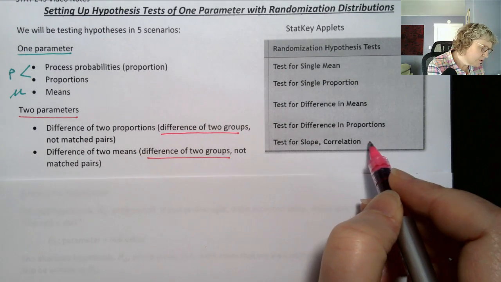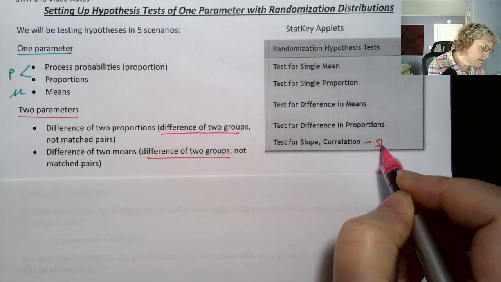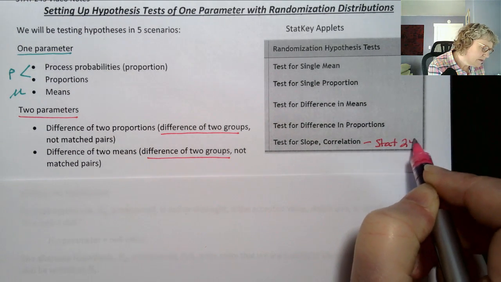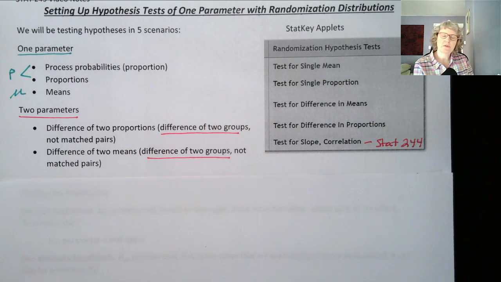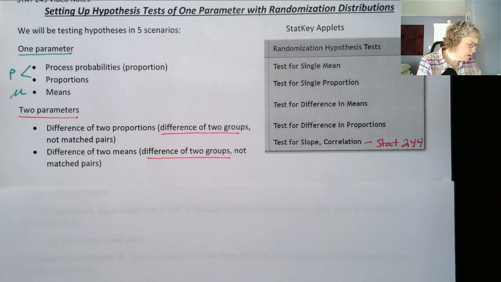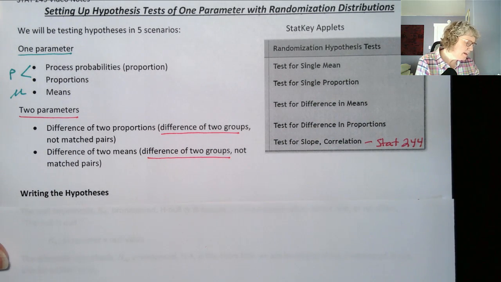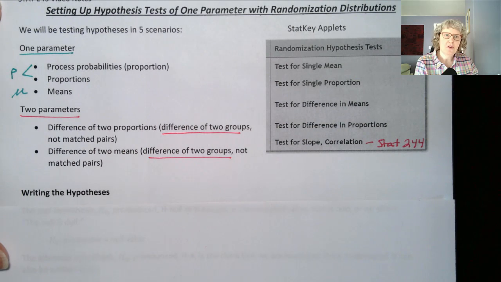We're not going to do slope or correlation in this class. I believe that's in Stat 244, or if you go on to take other statistics classes, you might get to do that there. It's the exact same principle. It's not that we couldn't do it, it's just that you can only do so much in one term. Okay, so that's a little overview of all the testing that we'll be doing in this class.